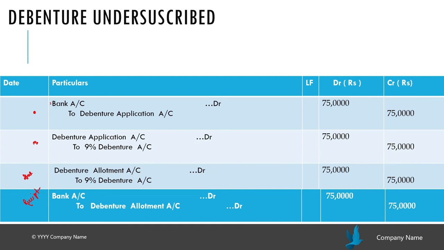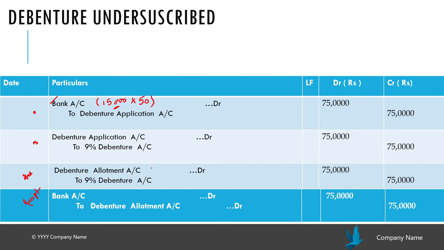First of all, the receipt entry for application money will be bank account to debenture application account. That means 15,000 debentures into rupees 50. That will be 75,000. Again, debenture application money will be transferred to debenture account. It's too simple. Full value will be transferred as company received only the debentures of 15,000. So full value will be transferred to debenture account.